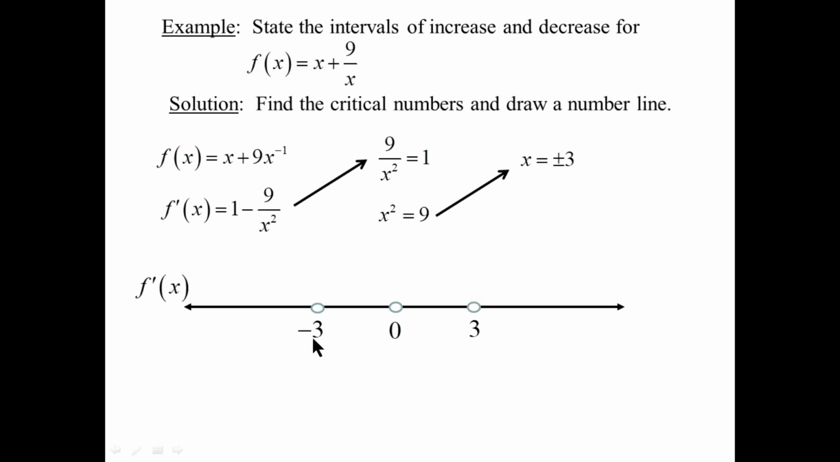Make sure you put them in order. Negative 3 is the smallest, it goes on the left. 3 is the largest, it goes on the right. And now we've divided our number line up into 4 sections.